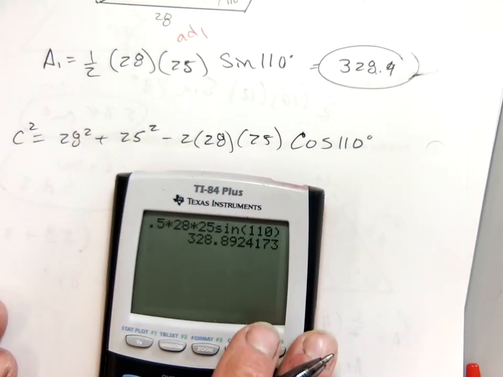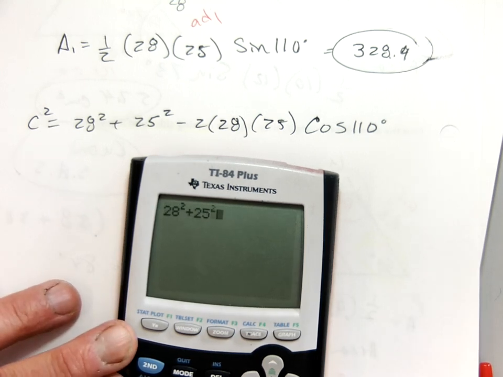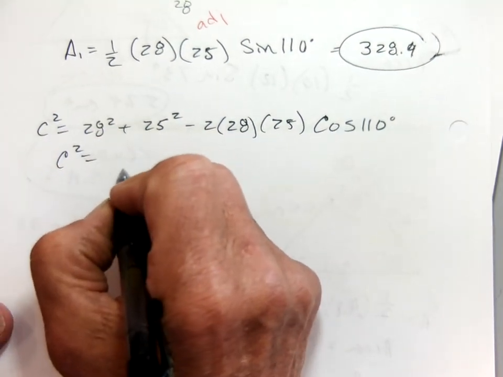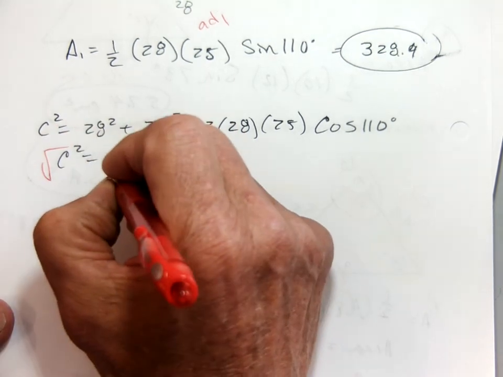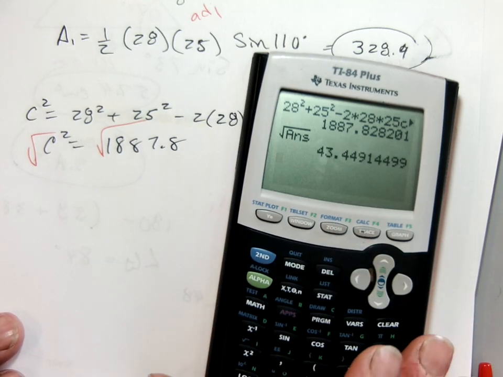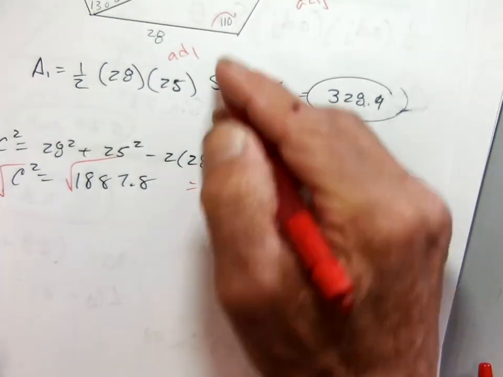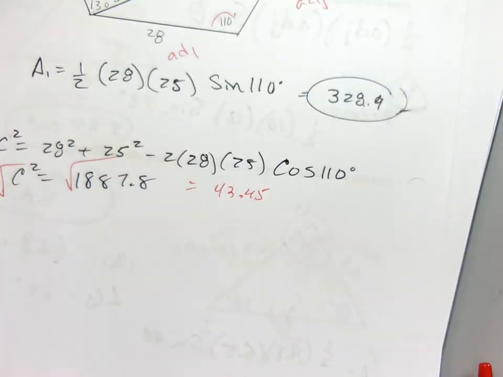I'm going to put that all in my calculator now. Clear. I'm going to go 28 squared plus 25 squared minus 2 times 28 times 25 times the cosine of 110. And I get this big answer, but that's not C. That's C squared, 1887.8. But to find C, I'll square root my answer. I get about 43.45, okay? 43.45. What did I find? I found this side. Okay, I found 43.45.